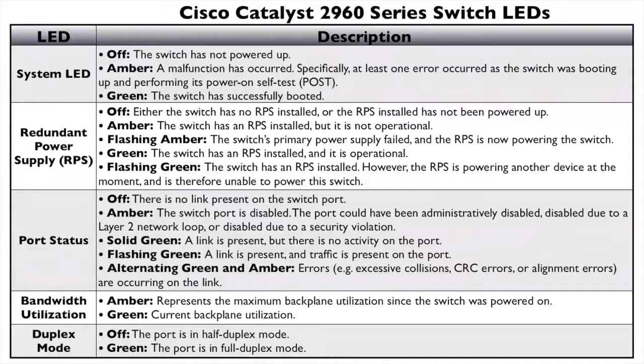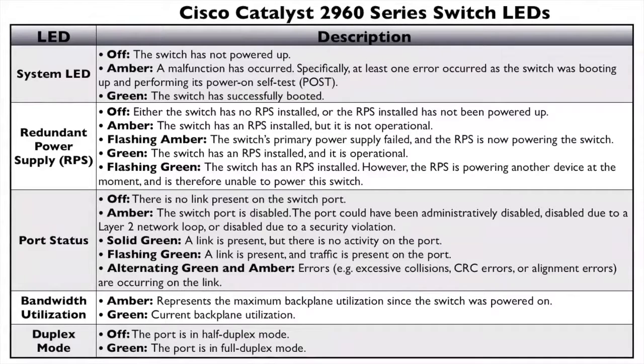Now, if it's going back and forth between green and amber, that indicates errors that have been seen on that port. Maybe we have an excessive number of collisions or cyclical redundancy checks, CRC errors, or alignment errors. The bandwidth utilization is interesting. This allows us to look at essentially a bar graph of bandwidth utilization on the switch.